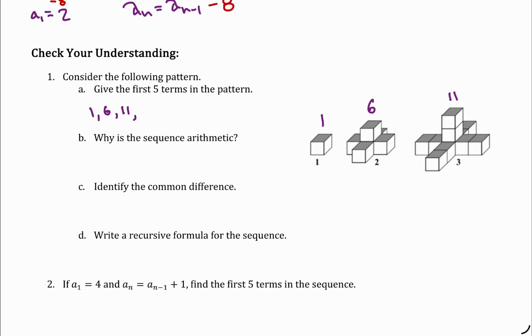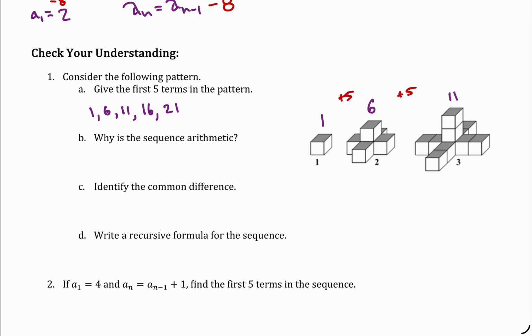So how did I go from 1 to 6? I added 5. And how did it go from 6 to 11? I also added 5. So to find my next term, I'll go 11 plus 5, which is going to give me 16. And then to find my last term, 16 plus 5, which is 21.